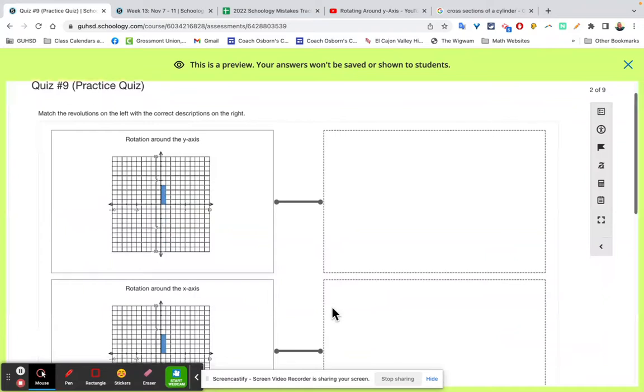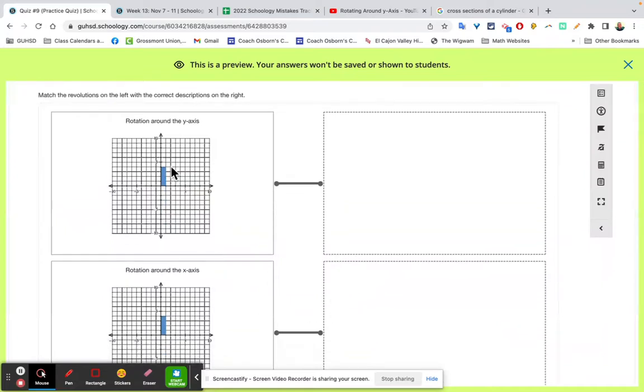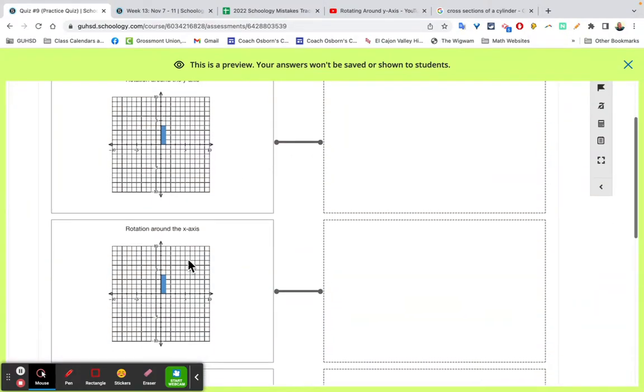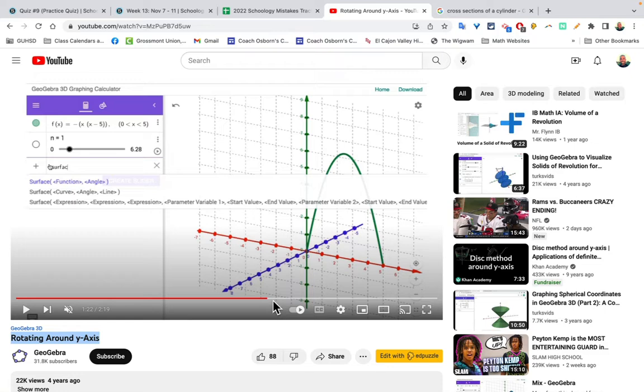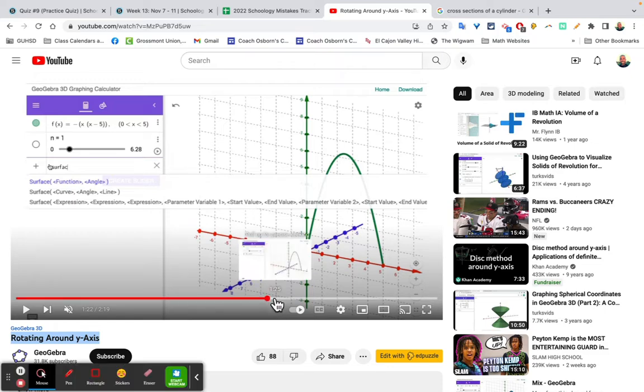Okay, so then on this one, what you're doing is you're rotating this object around the axis. In this case, you're rotating around the y-axis. And then on this one, you're rotating the same object around the x-axis. To kind of demonstrate this, hopefully this video can help illustrate what this is talking about. Again, this is from the notes that we did before.